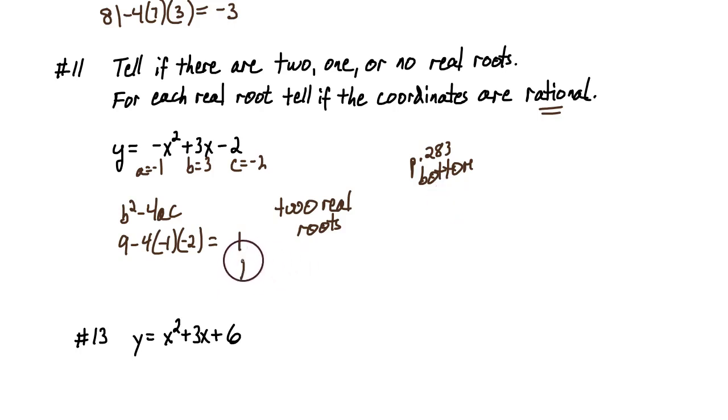So is our discriminant 1 a square of a rational number? Yes, it is. 1 is equal to 1 squared. So our answer is yes. Our real roots are rational numbers.